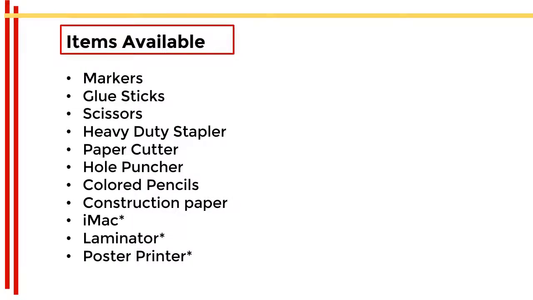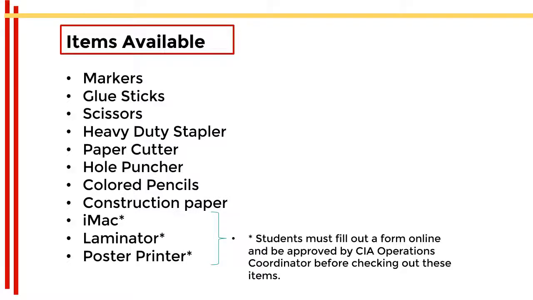These are the items available in the resource room. They include markers, glue sticks, scissors, heavy-duty stapler, paper cutter, hole puncher, colored pencils, construction paper, and then of course the iMac laminator and the poster printer. For the iMac, the laminator, and the poster printer, students will have to fill out the resource room form, and that's online and will be approved by the CIA Operations Coordinator before they're able to check out these items.